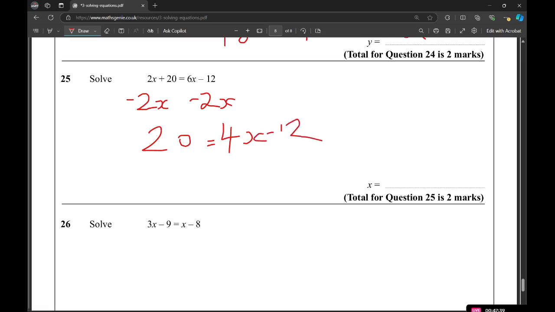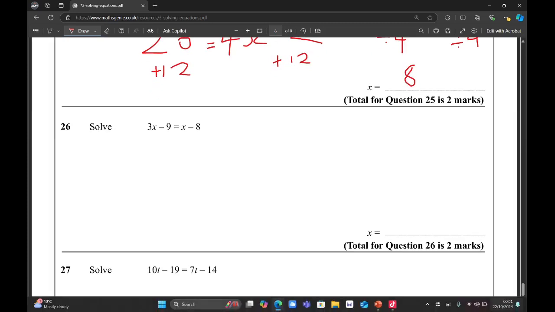Let's just double check. Add 12 to both sides. So 20 plus 12 makes 32. So 32 is equal to 4x. Dividing by 4 on both sides, 32 divided by 4 makes 8. So x equals 8.